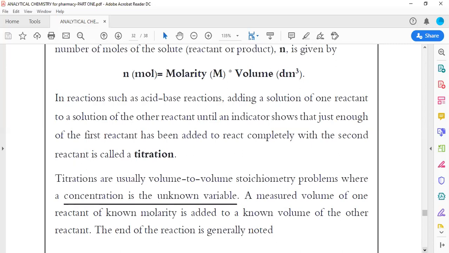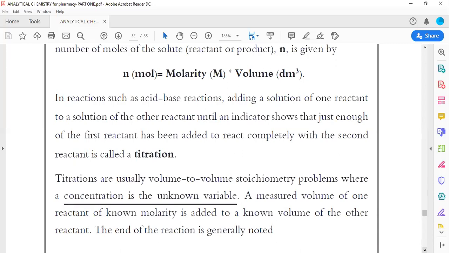Of course, when we do titration in the lab, what are we doing exactly? We're dealing with volume to volume stoichiometry. So titrations are usually volume to volume stoichiometry problems where a concentration is the unknown variable. Because when we do titration, our target is to find out the concentration. We don't know the concentration. That's the purpose of titration.